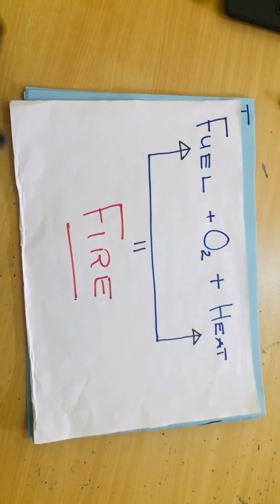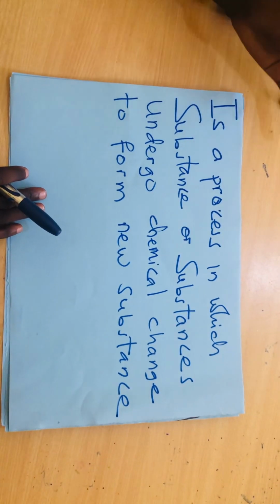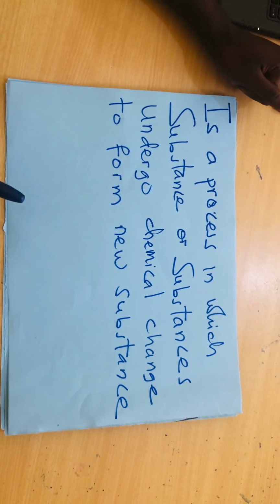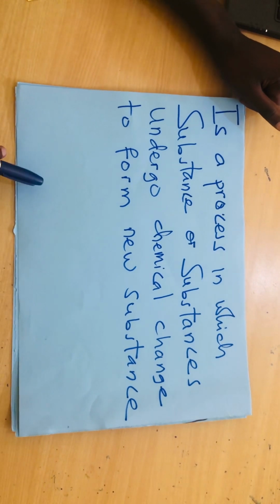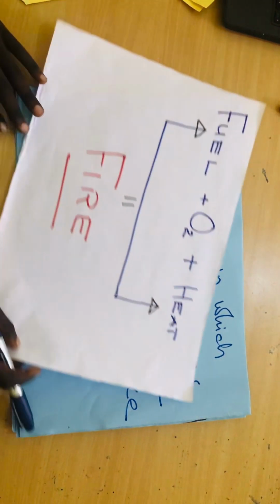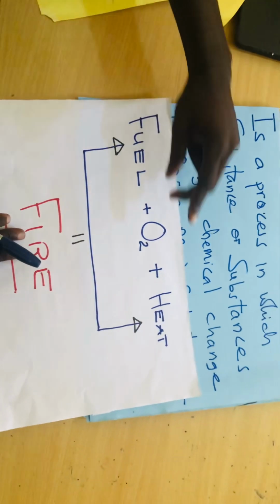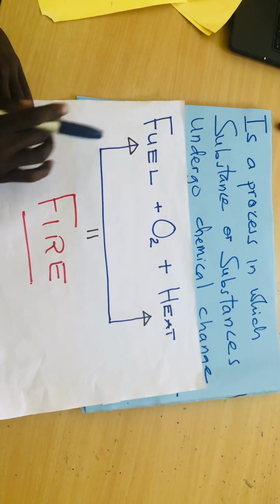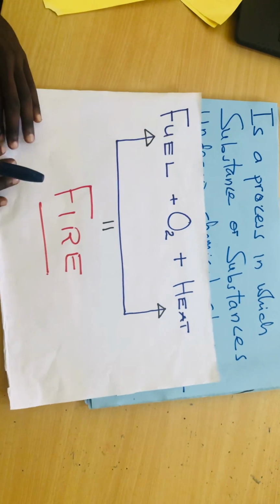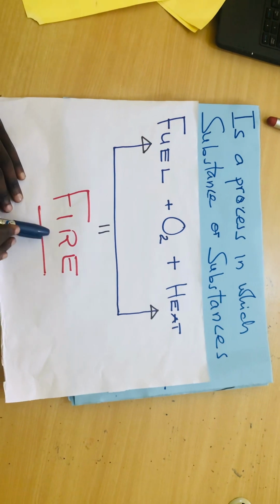So from that observation, we can define chemical reaction as a process in which substance or substances undergo chemical change to form a new substance. So from this reaction, we have seen that fuel, oxygen, and heat are substances which undergo chemical change, which is chemical reaction, to form a new substance or a new product, which is fire.